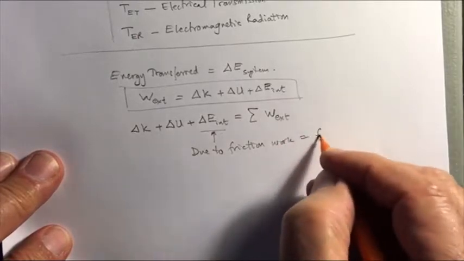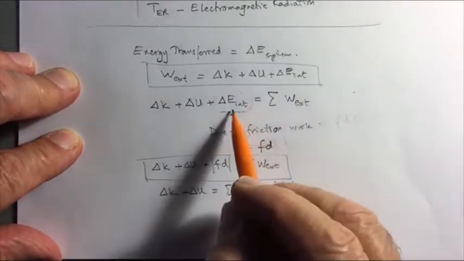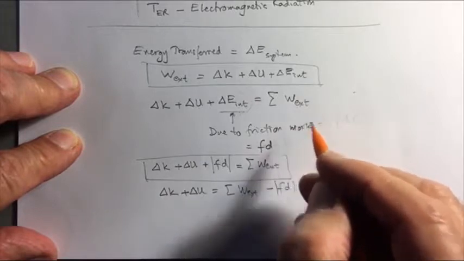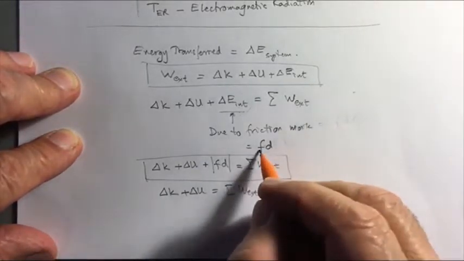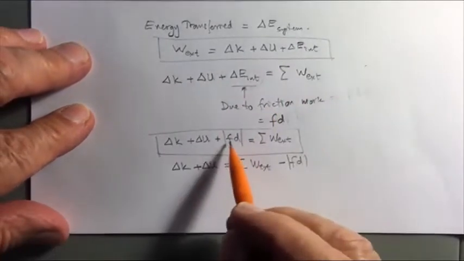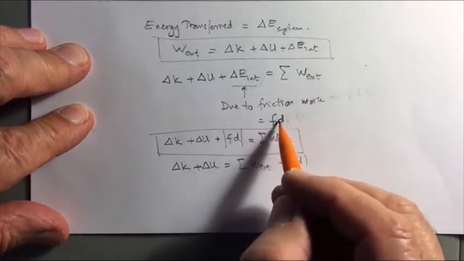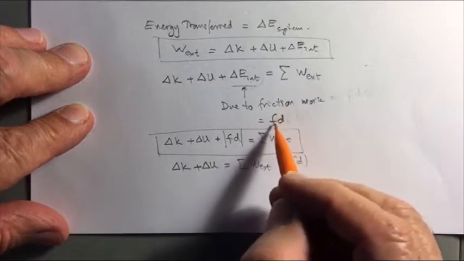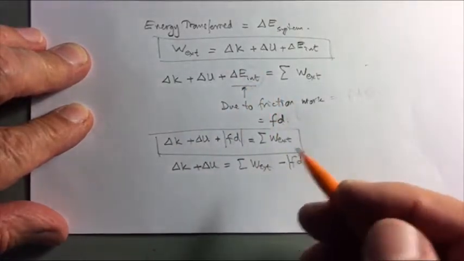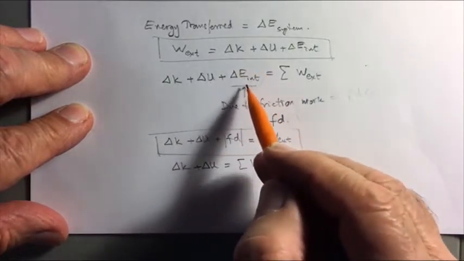which is Fd. So if you look at delta E internal a little bit more, this is due to the friction work, the work that would cause heating on the surface, and the friction work would be the force times the displacement, which would be Fd. And so we can replace this with Fd. And instead of worrying about whether they're in opposite directions, because it will always cause an increase in the internal energy. Friction would always cause heating. Friction cannot cause a decrease in temperature.